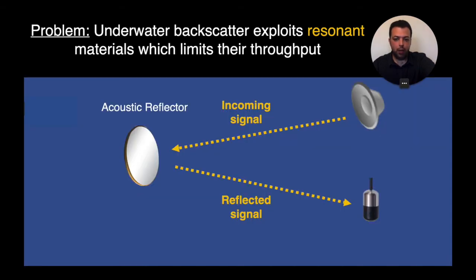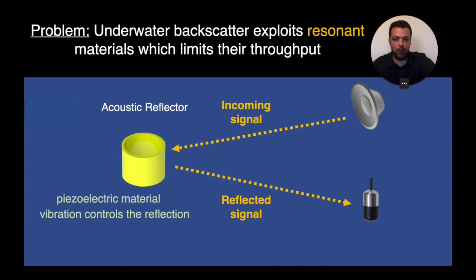Recall that in underwater backscatter communication, we use an acoustic reflector to modulate the reflection and communicate. At the heart of our acoustic reflector, we are using what is called piezoelectric material. Indeed, the way that we controlled the reflection was by tuning the vibration of this element. Now, the problem is, while controlling the reflection to communicate relies on tuning the vibration, the piezo itself can only vibrate at its resonance frequency.